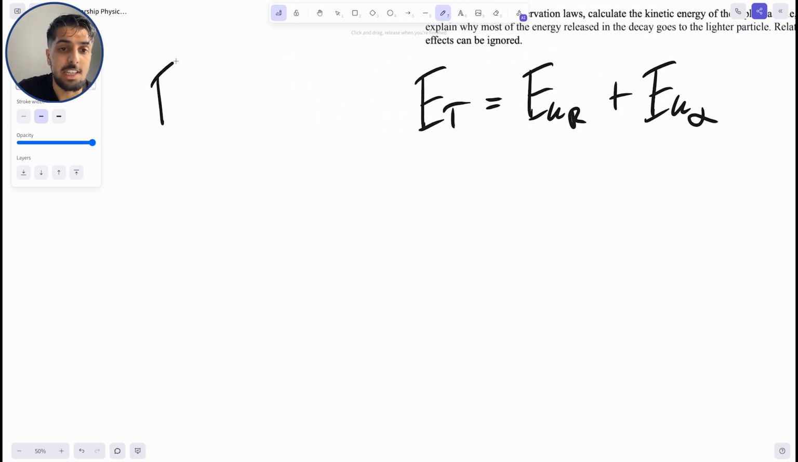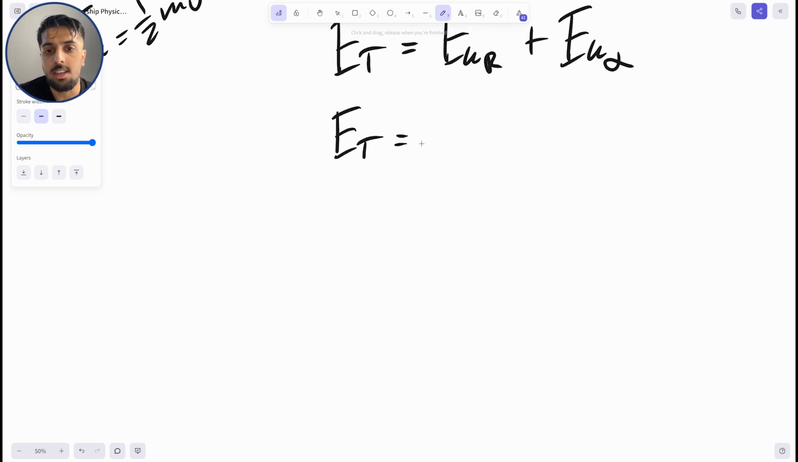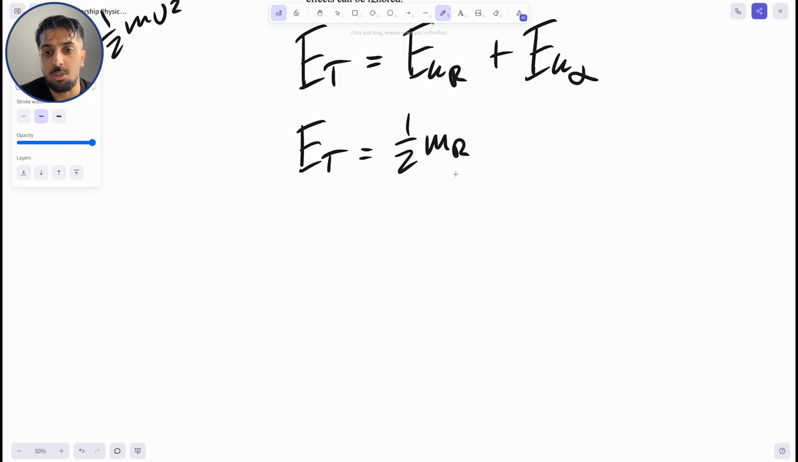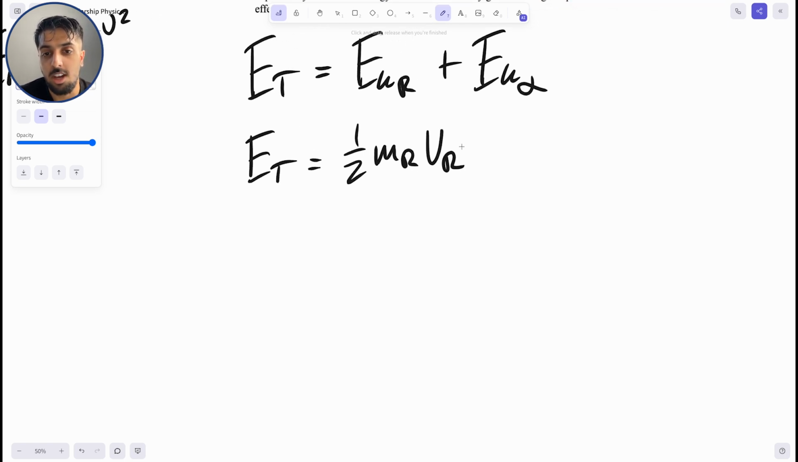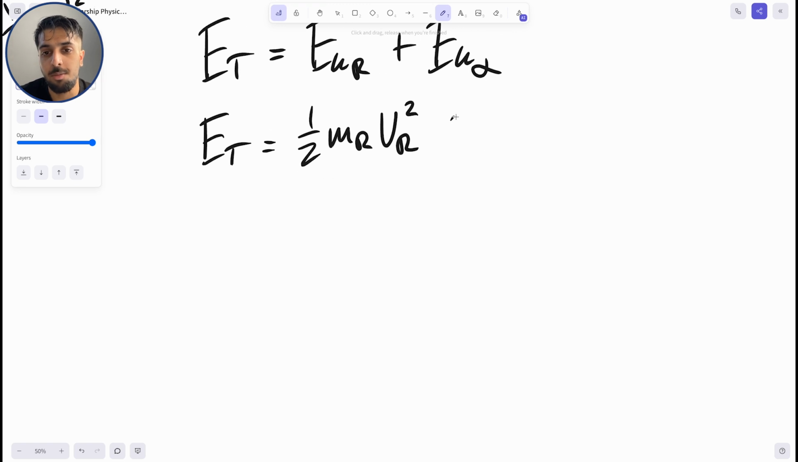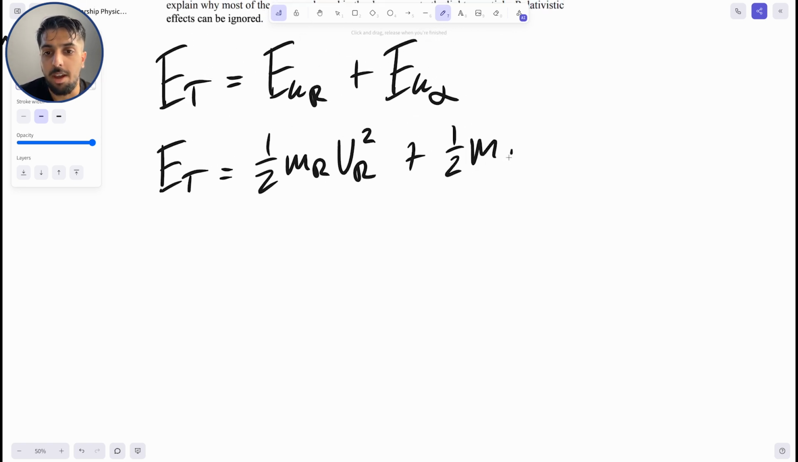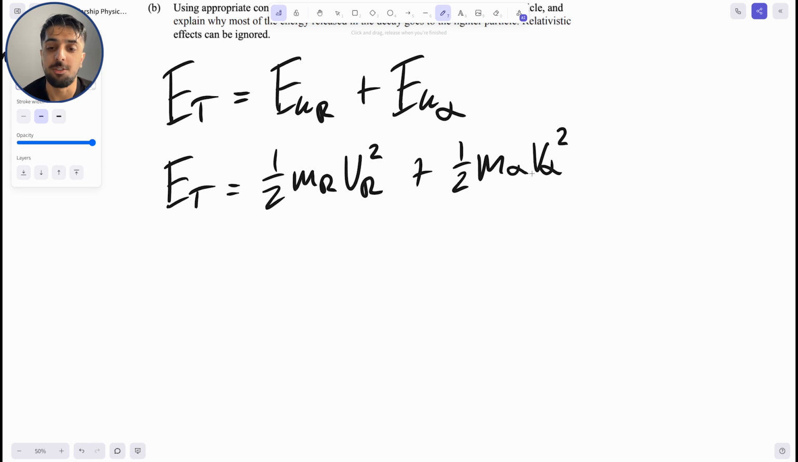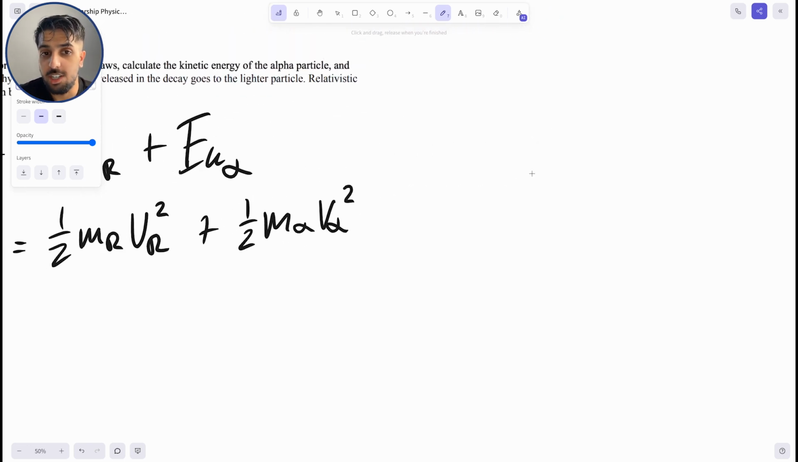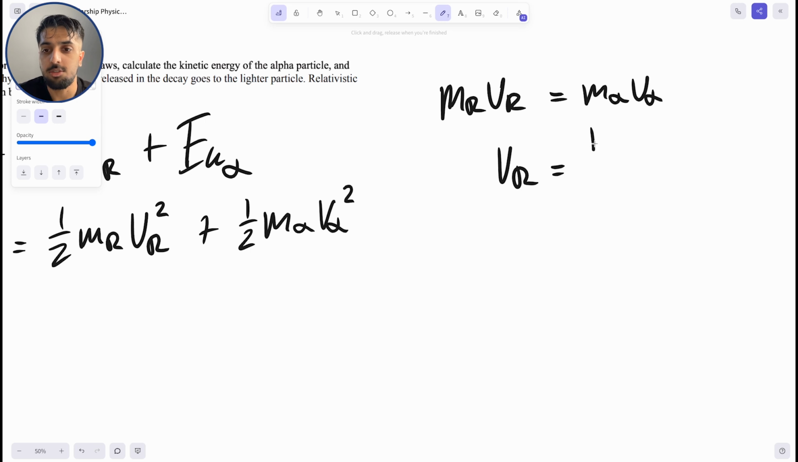And therefore, as we know, our EK is equal to half mv squared, our ET is equal to half m_r, which is the mass of the radium particle, times v_r squared, which is the velocity of the radium particle, plus half m alpha, mass of the alpha particle, times v alpha squared, which is the velocity of the alpha particle. So this is our conservation of energy equation. Moving on to our conservation of momentum, we know that m_r v_r is equal to m alpha v alpha, and therefore v_r is equal to m alpha v alpha all over m_r.